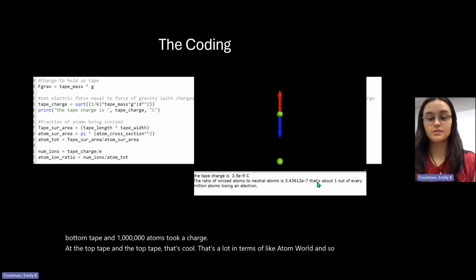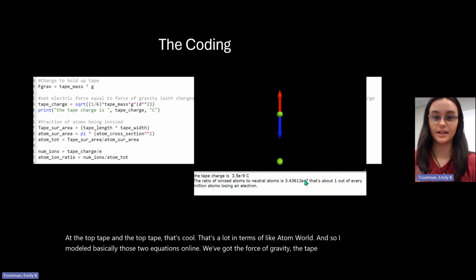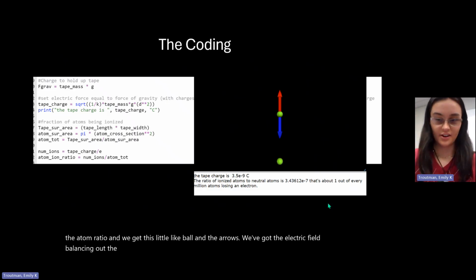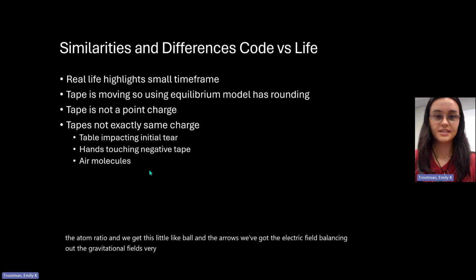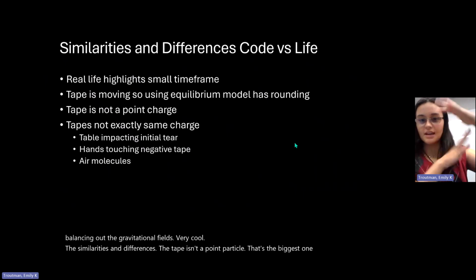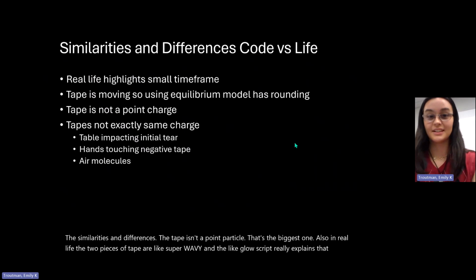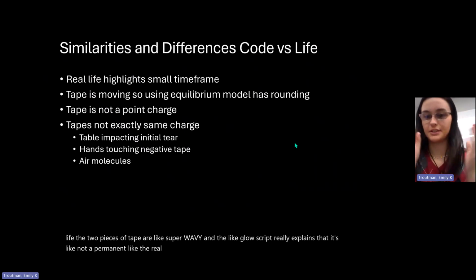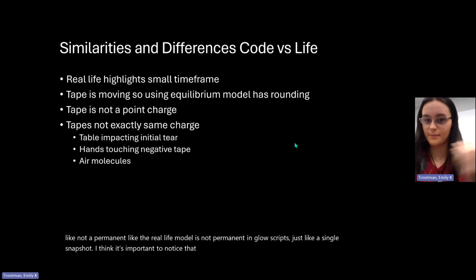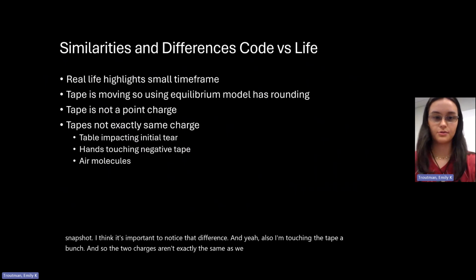And so I modeled those two equations online. We've got the force of gravity, the tape charge, the atom ratio, and we get this little ball and the arrows. We've got the electric field balancing out the gravitational field. Very cool. The similarities and differences: the tape isn't a point particle. That's the biggest one. Also, in real life, the two pieces of tape are super wavy, and the GlowScript really explains that the real life model is not permanent, and GlowScripts are just a single snapshot. I think it's important to notice that difference. And also, I'm touching the tape a bunch, so the two charges aren't exactly the same as we have modeled in my math and in GlowScript.